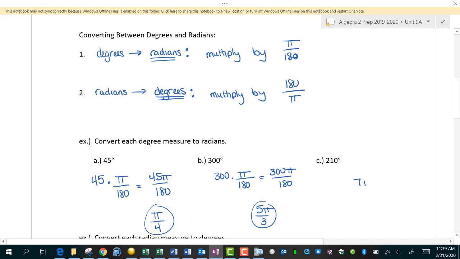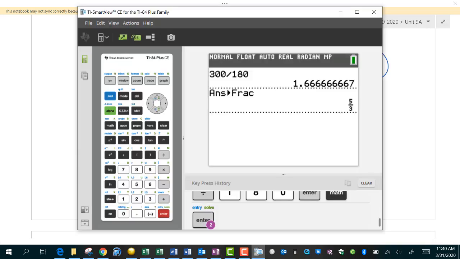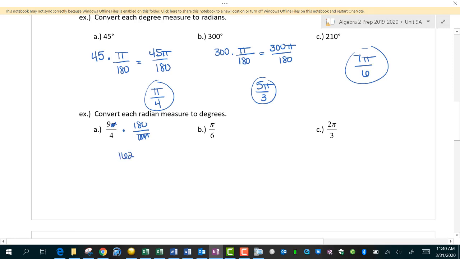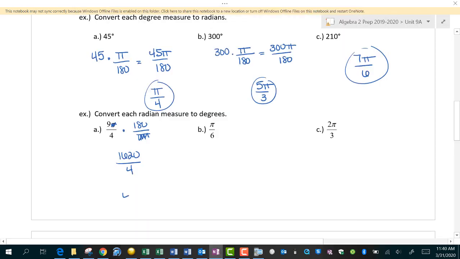For part C, you should have gotten 7 pi divided by 6. Now, if I'm going from radians to degrees, so this time I want my answer in degrees, I'm going to multiply by 180 divided by pi. This way those pi's cancel out because I have 1 in the numerator, 1 in the denominator. So I would just do 9 times 180, 1,620 divided by 4, because remember we do numerator times numerator, denominator times denominator. So I divide my answer by 4, and I get 405 degrees.